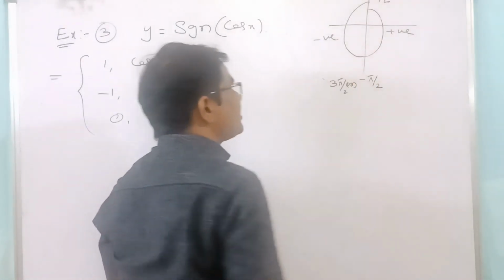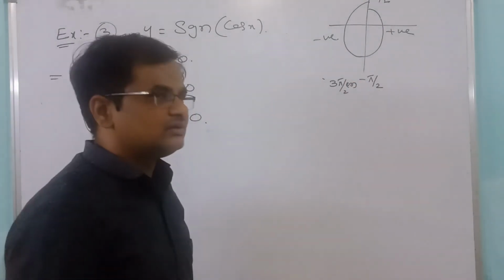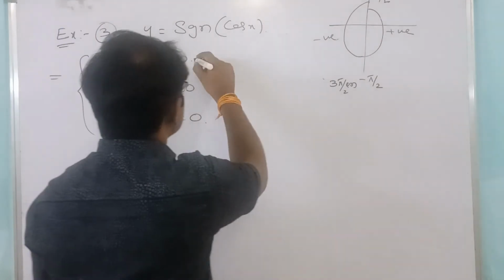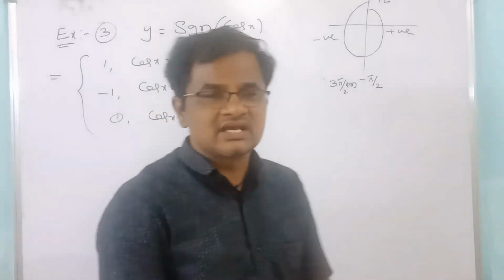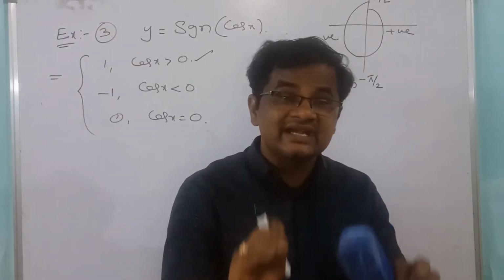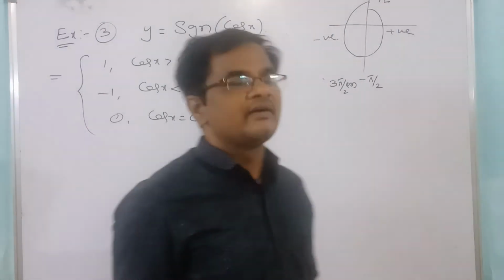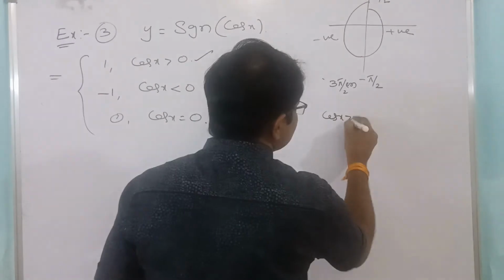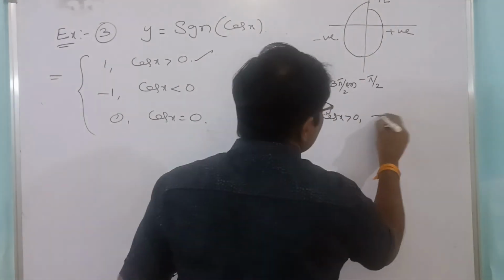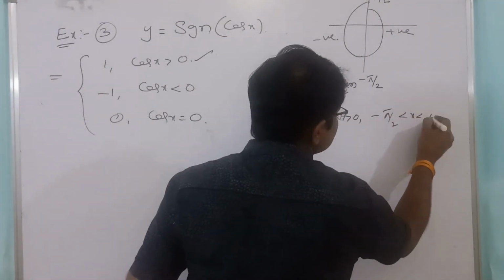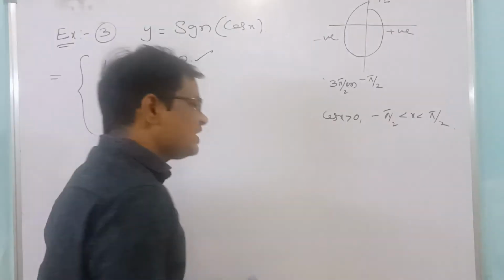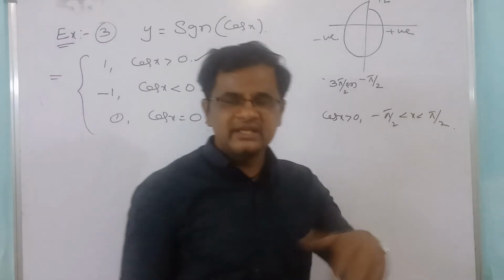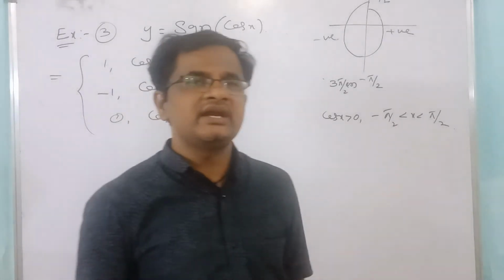From pi by 2 to 3 pi by 2, cos x is negative, right? So here also, with the help of the period of cos x, we will take all the intervals where cos x is greater than 0, right? Now for that, see here, cos x greater than 0 from where to where? Minus pi by 2 less than x less than pi by 2. Is there only one interval where cos x is greater than 0? No, many intervals are there, but how to identify?